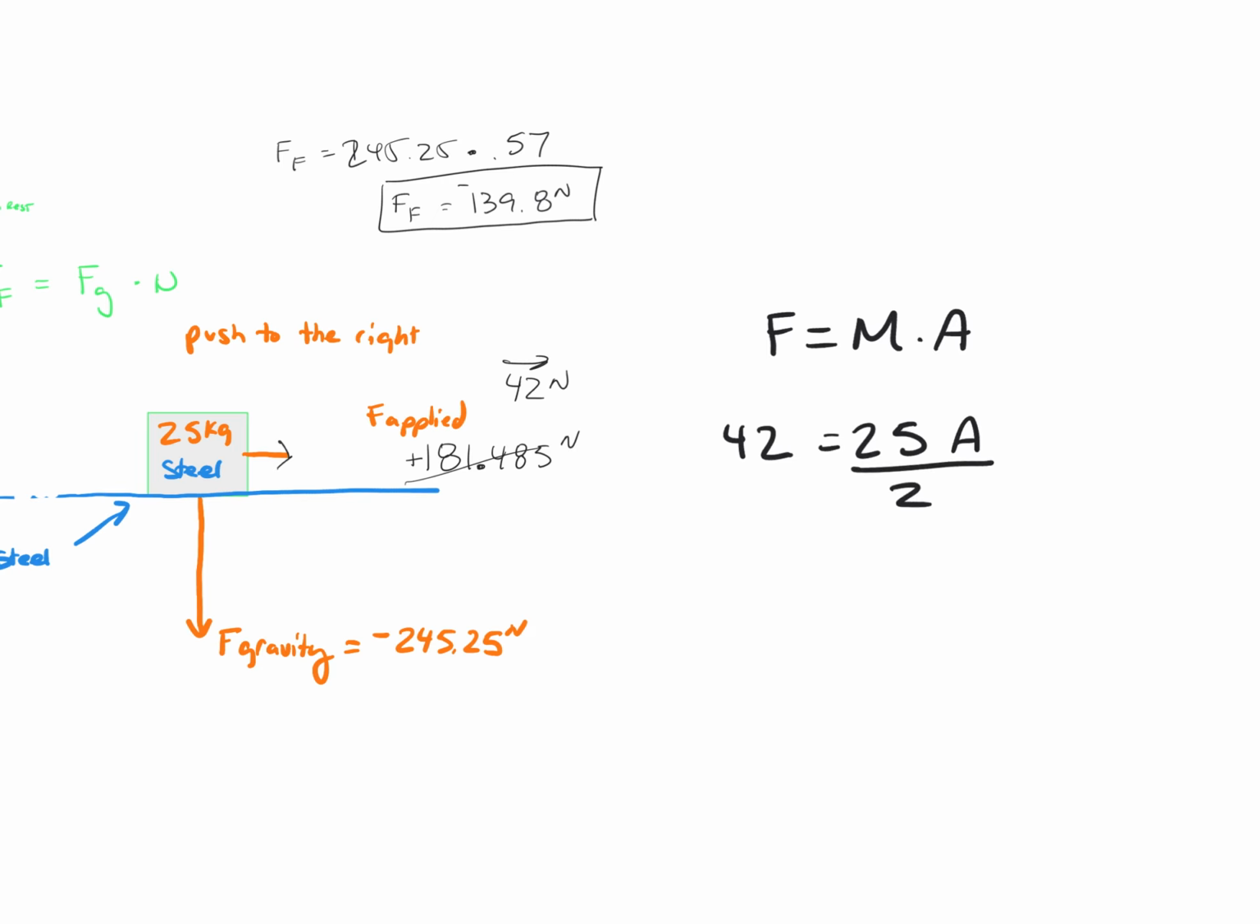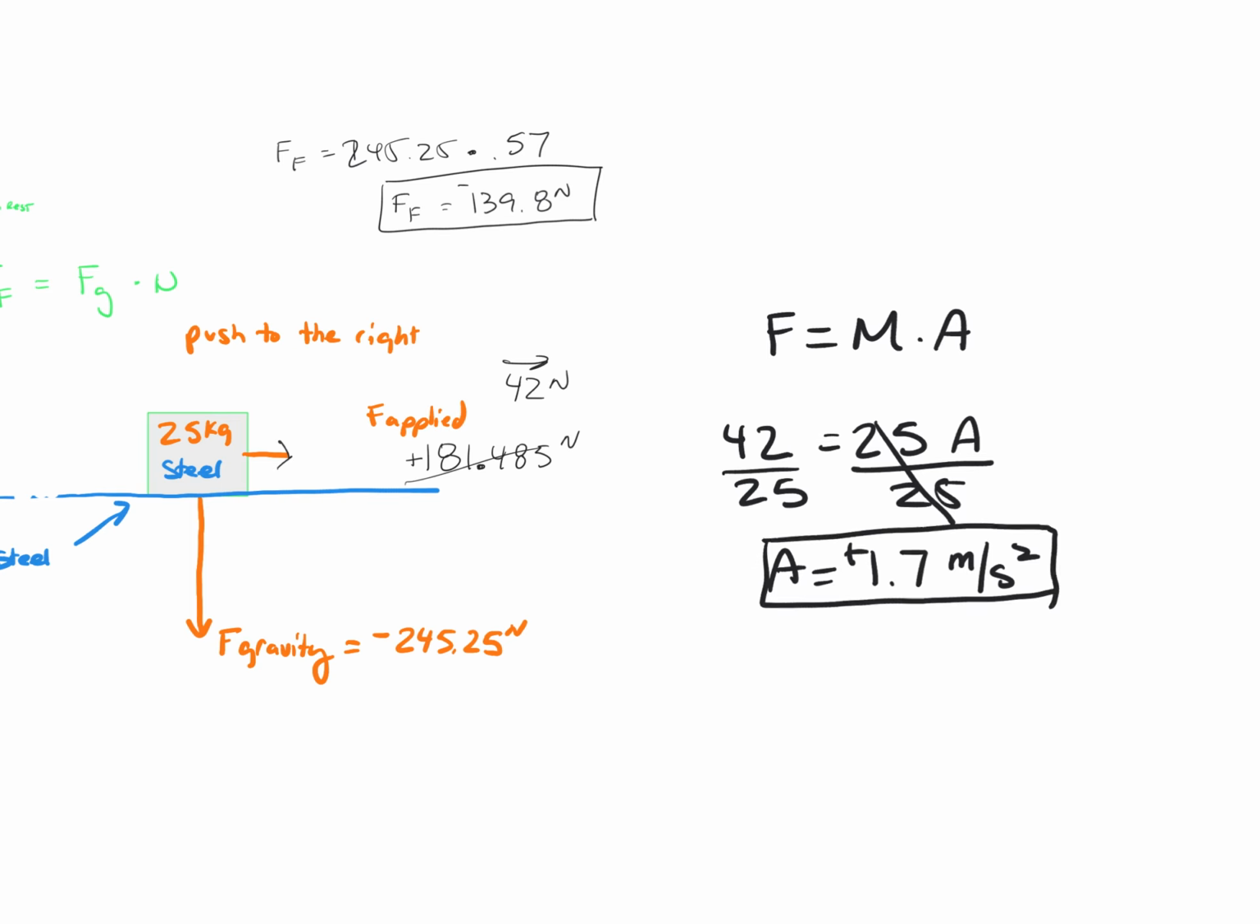You're going to divide by 25 in order to cancel this, and you're going to divide by 25 over here, and your acceleration will be equal to 42 divided by 25, which is 1.68, so we'll just call that 1.7, and then the unit of that is meters per second squared, and it's accelerating to the right, so we give it a positive there. So it's positive 1.7 meters per second squared. So if left unchecked, this object would continue to accelerate at 1.7 meters per second squared to the right.